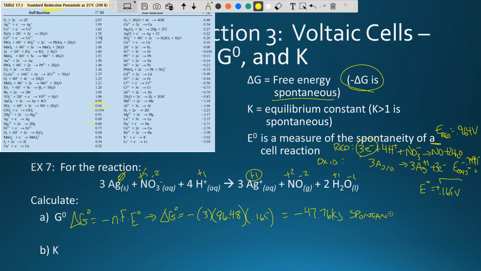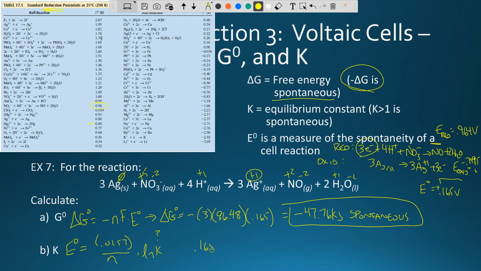So I can provide this information of my delta G. Okay, now let's take a look at how my K value comes into this. My K value, again, is a function of my potential of energy, and that's going to be 0.0257 over my number of electrons times the natural log of K. And I want to find K. That's what I'm looking for here. So let's plug our values in. We saw that we had 0.165 volts. That equals 0.0257 divided by 3 times the natural log of K.